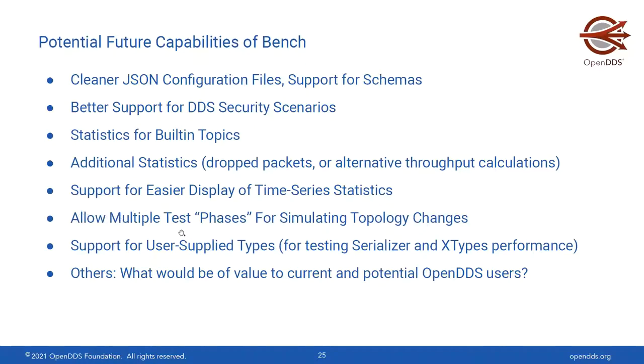And also allowing for multiple test phases, and that might be helpful for simulating topology changes. So right now, all of the DDS entities are created at the same time, and destroyed at the same time in our tests. And there's ways around that, but it might be helpful, especially for collecting statistics over the different phases, if Bench had direct support for user-defined test phases and being able to segment statistics based on those phases.